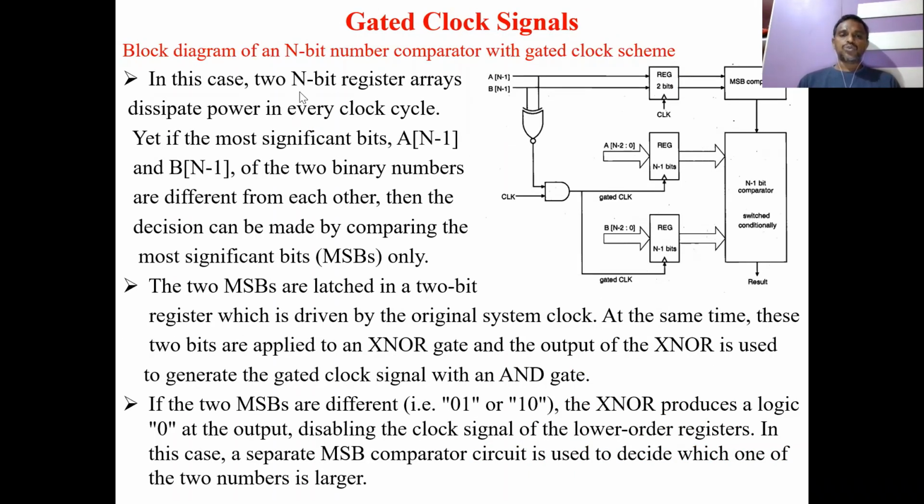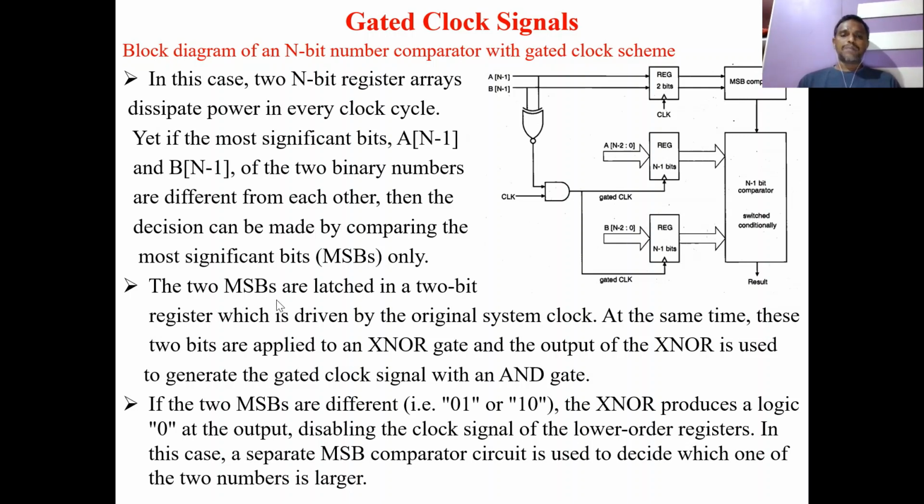In this case, the two n-bit register arrays dissipate power in every clock cycle. If the most significant bits a(n-1) and b(n-1) of the two binary numbers are different from each other, then the decision can be made by comparing the most significant bits. Once the decision is taken, we cannot go with this block directly. Whenever there is no possibility of deciding which one is greater, we apply the clock signal; until then we disable it. Like this we can reduce our dynamic power consumption.